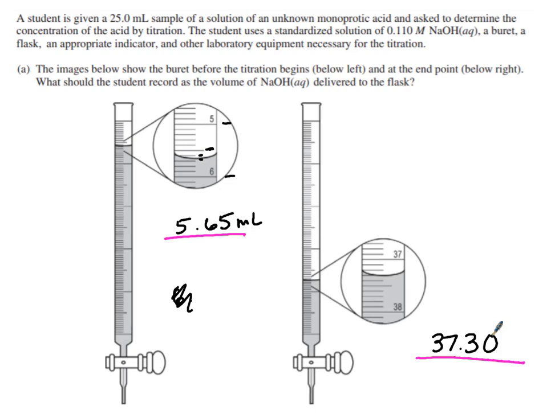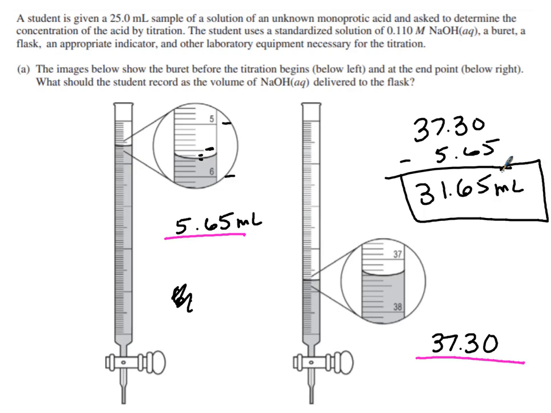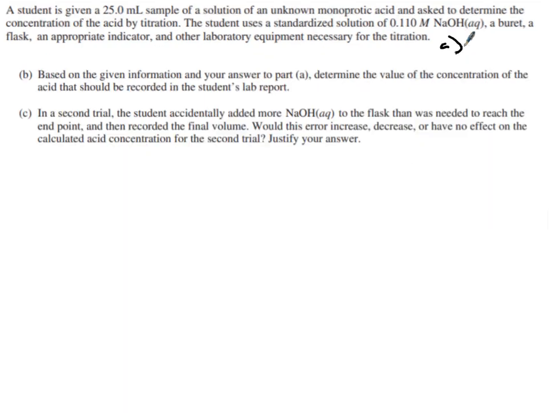To figure out how much the student used, I would subtract those. Make sure that you show that subtraction step, since that's the only thing that you are doing in the problem is subtracting. So you got 1 point for 31.65 milliliters. Remember, when subtracting, we want the same number of decimals, and they both had 2 decimals. So our answer to A was 31.65 milliliters.